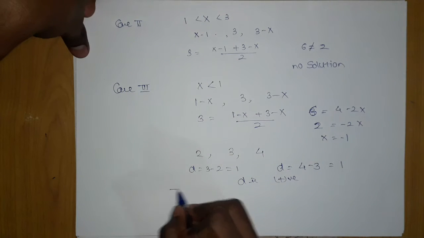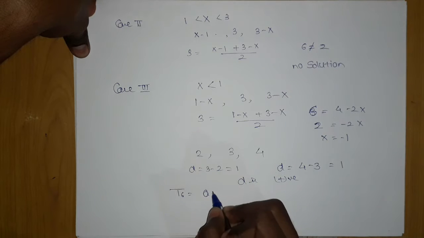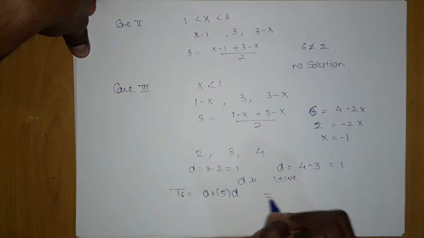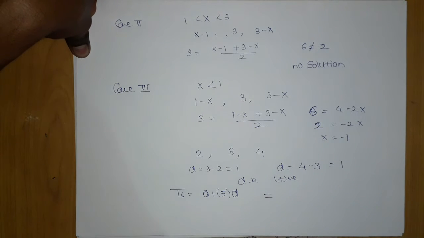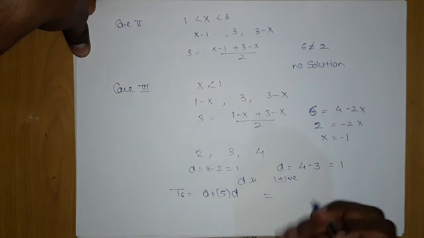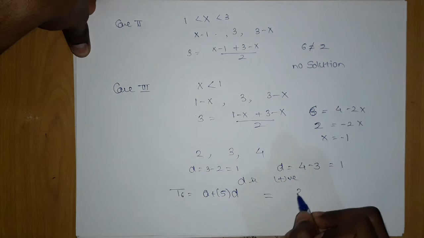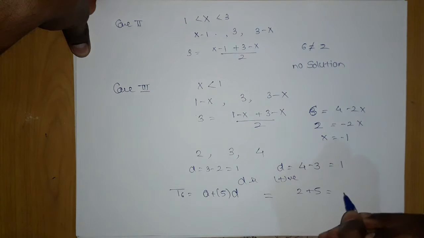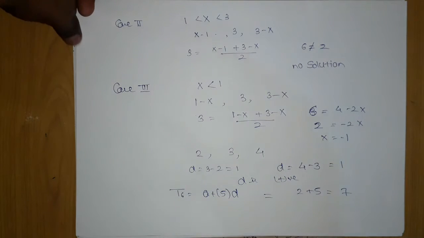Now we want to find T6. It is nothing but a plus 5d. You can also find it by the nd method, which I told you as the direct method, but let it be, we have done it directly. So 2 plus 5, 7. So we are done with this problem.